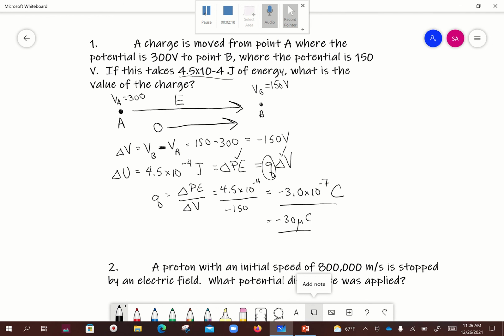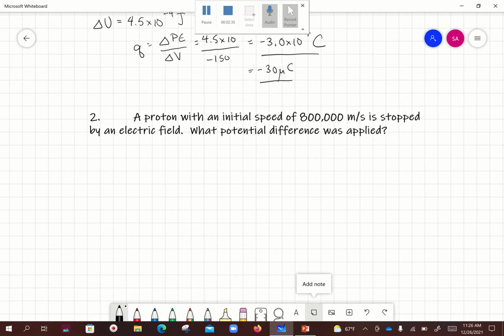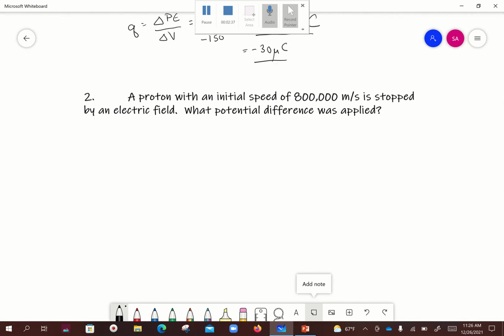So that tells me that it was a negative charge that I moved. If my voltage sign were opposite, so if I'd moved from 150 to 300 and had the same energy change, then I would have got a positive charge. Okay, let's do another one that's very similar. A proton with an initial speed of 800,000 meters per second is stopped by an electric field. What potential difference was applied?